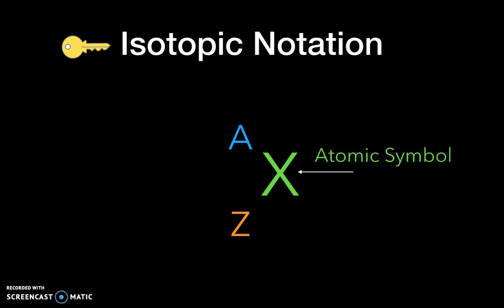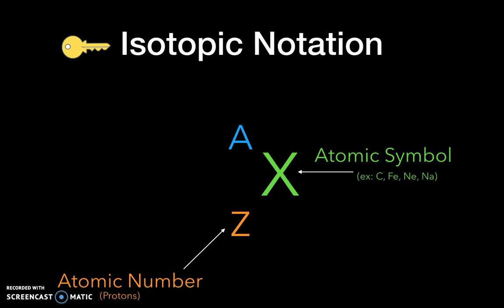You can find this symbol on the periodic table. Some examples are the symbol for carbon is C, iron is Fe. All these you can find on the periodic table. The Z number at the bottom left corner is our atomic number. And if you remember, our atomic number is the number of protons an atom has. Our A number is our atomic mass. Our atomic mass is the number of protons plus the number of neutrons.